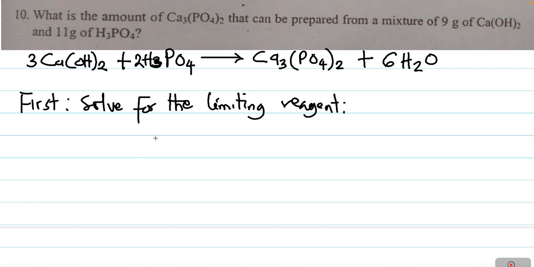Now for us to solve for the limiting reagent, we're going to put down the two reactants, and then we want to find out which of these two will finish first. That's what we want to do. Whichever of them finishes first is actually going to be the one that will give us the right product.